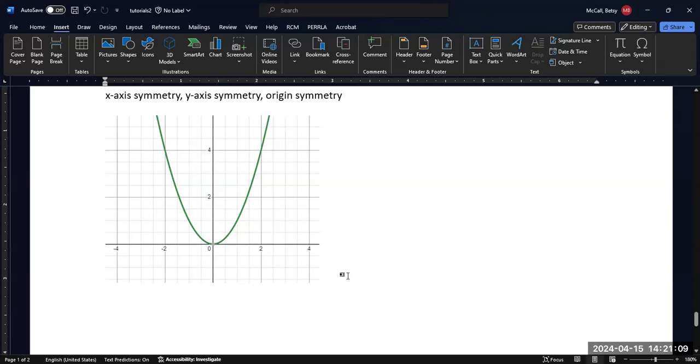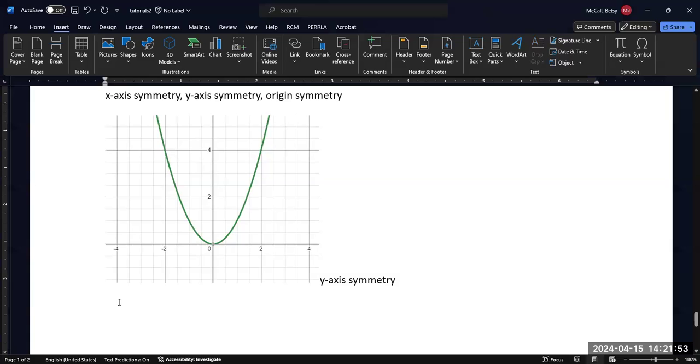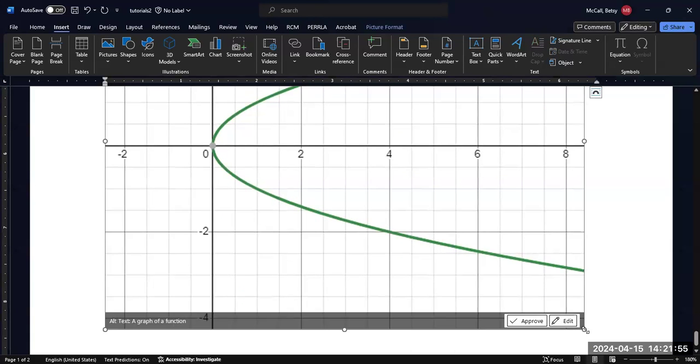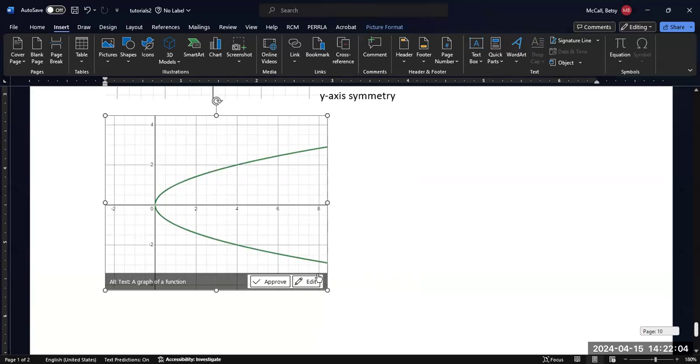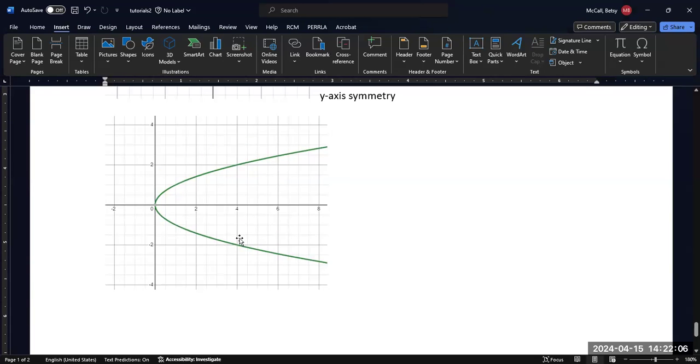Now, x-axis symmetry is going to look a little different. So let's take a look at that. So x-axis symmetry is going to look something like this. And again, the idea here is that on either side of the x-axis, in this direction, points on this side are going to have the same x value as the points on the opposite side of the x-axis. So this is x-axis symmetry.